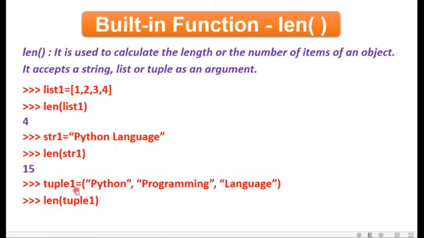Another example, tuple1 is equal to Python, programming, language. Now here my Python programming language is not written as a string. It is written as items. So Python is the first item in the tuple, programming is the second item, and language is the third item in the tuple. So length of tuple1 is going to return me 3 because 3 elements are there in my tuple.